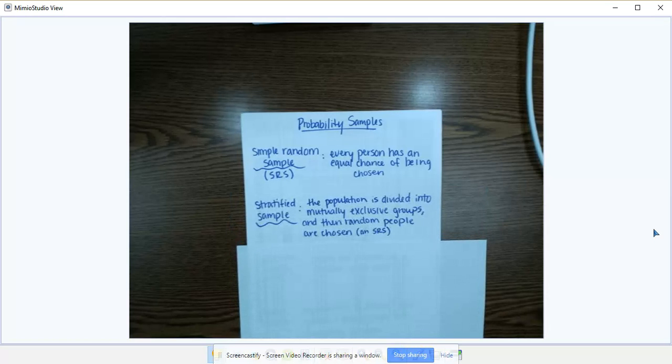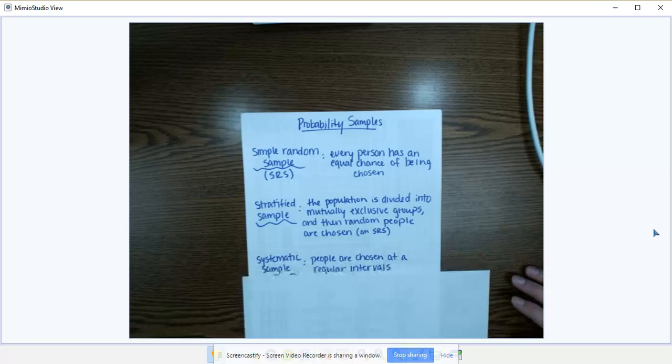A stratified sample, your population is split into mutually exclusive groups. Remember, that means there's no overlap. So your groups are mutually exclusive, and then random people are chosen from those individual groups. So it's a kind of a combination, or uses your SRS from above.